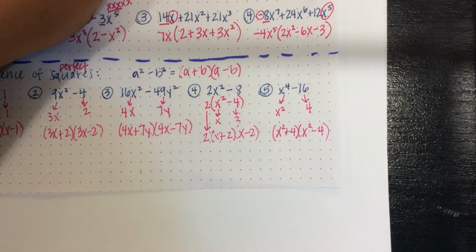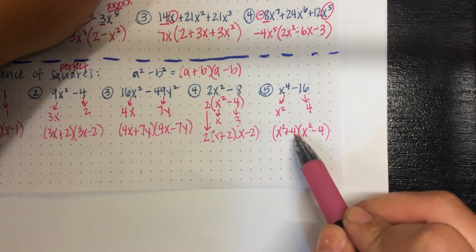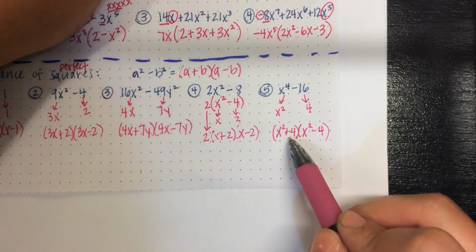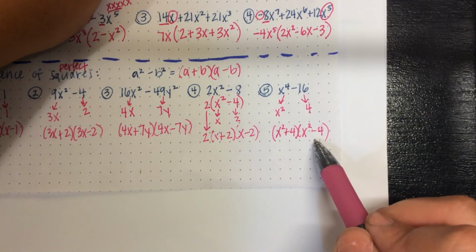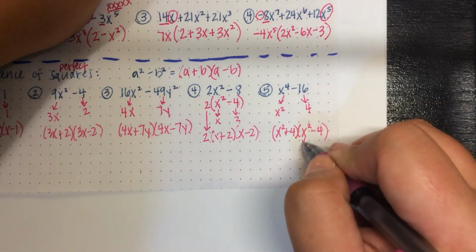Okay, now I put this one on here for a reason. You've got to make sure you factor it completely. All right, so what I mean is that this first one, I have x squared and I have 4. Those are perfect squares, but I don't have subtraction. So I can't do difference of squares again, so I'm done with that one. But over here, I've got subtraction. So that means I can do difference of squares again. So you have to always look to see if you can factor more.